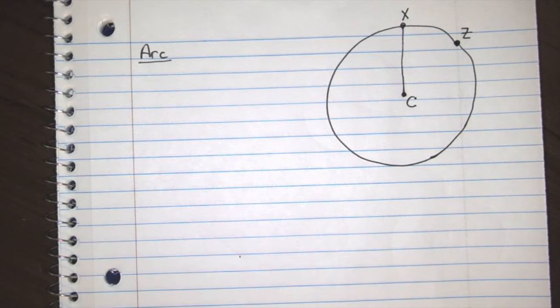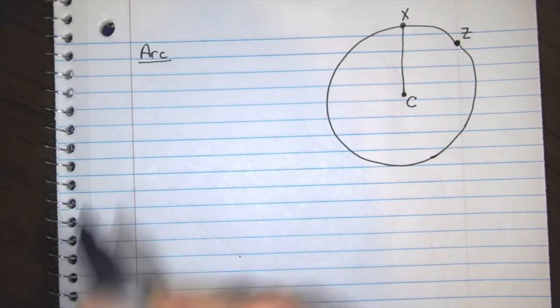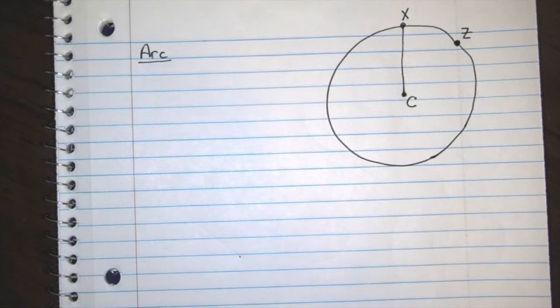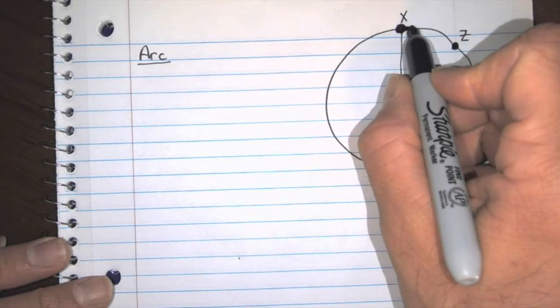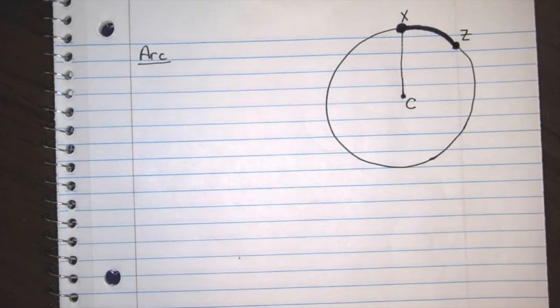I don't want you to connect C and Z. But an arc, here, let me see. Do I want you to write this down? No. Let me read it for you. I'm going to tell you where the arc is. An arc is a portion of a circle defined by 2 endpoints. So we actually have an arc up here. Here's an endpoint. Here's an endpoint. This is what we call an arc. This is a portion of a circle defined by 2 endpoints, endpoint X and endpoint Z.